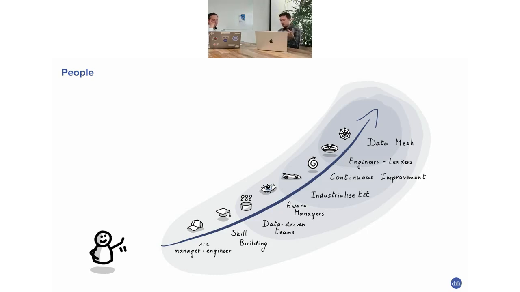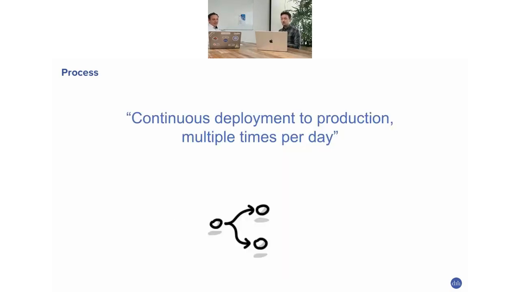Indeed. And on an organizational level with people, you see them collaborating across more teams. A topic we call data mesh, but we will dive into that a bit more in a moment. Indeed. Yeah. So continuous deployment to production multiple times a day. This is part of the process dimension.